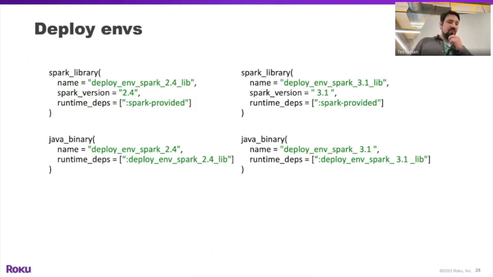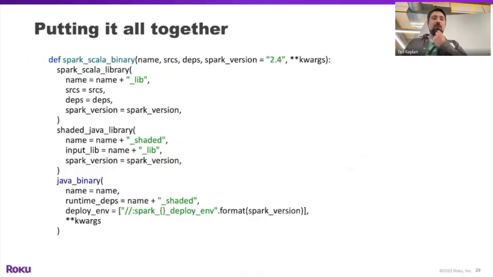And the final piece is deploy_env. This is a feature of the Java binary rule that lets you specify a Java binary that represents your runtime environment. So here we just want to define these for each of our Spark versions, and these will all get stripped out of our deploy jar because they already exist at runtime, so we don't need to build them into the jar. So putting it all together, we can just define a macro that strings these three pieces together. It's a simple solution for users, and most of the time it just works. All right, that's it.